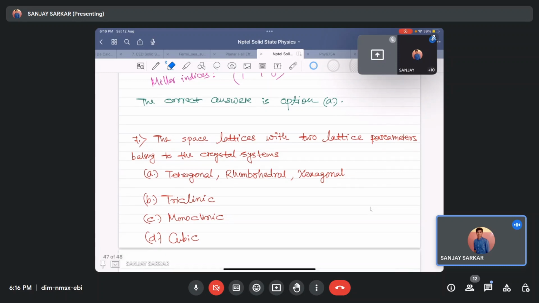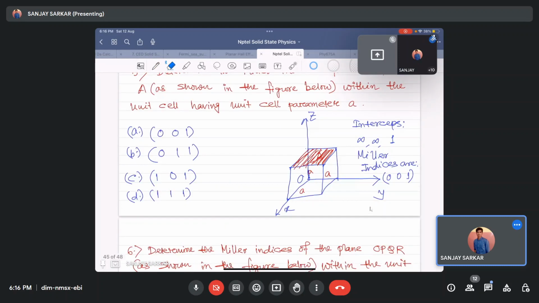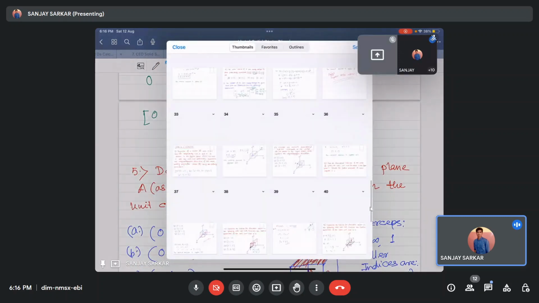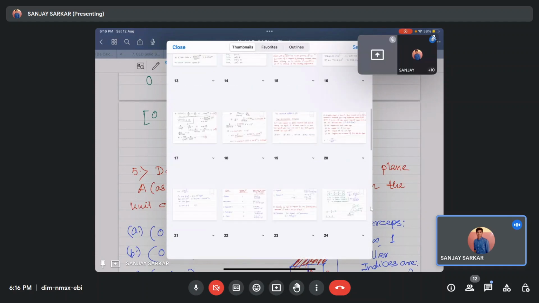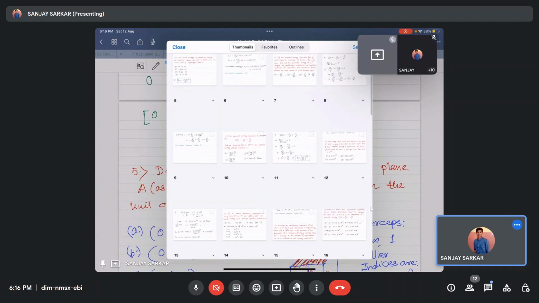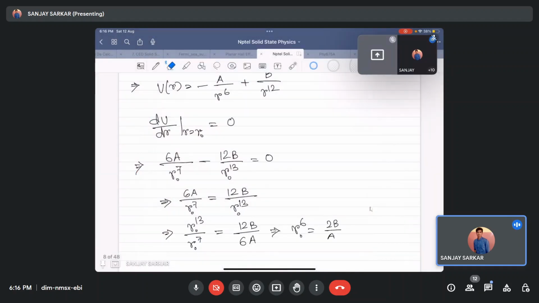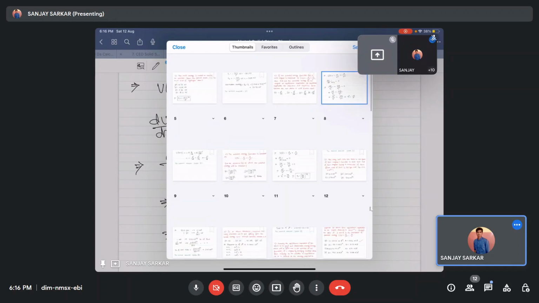So which of these space lattices can you describe by two lattice parameters, let's say A and B? For the cubic system, you know that you can describe it by just one parameter A. So to answer this question, you can refer to the table which I have written for different Bravais lattices, which I have said to memorize.